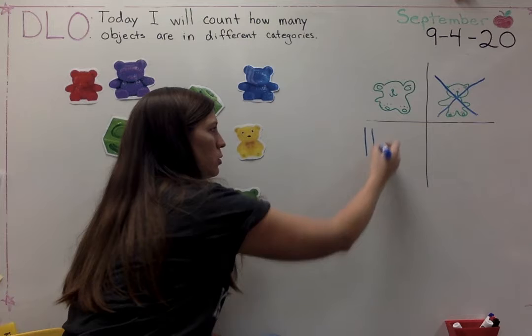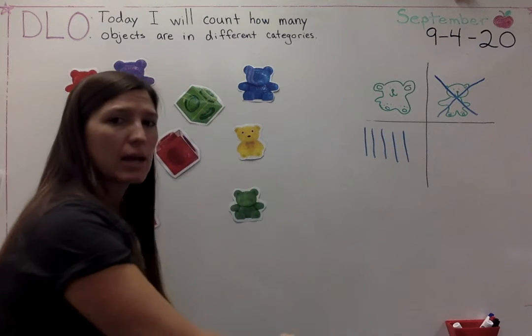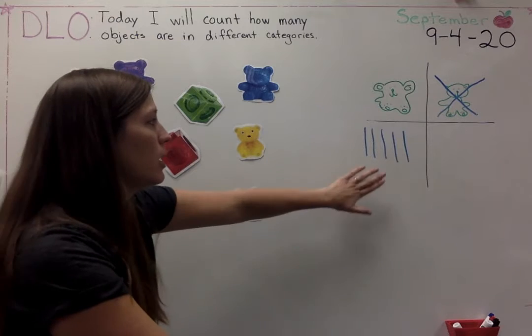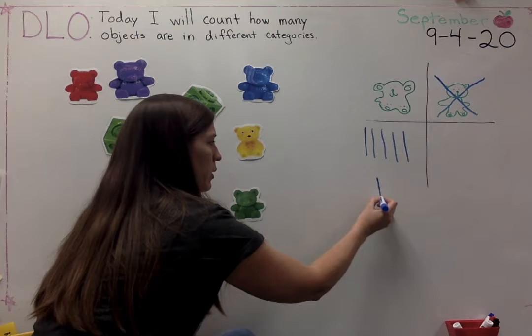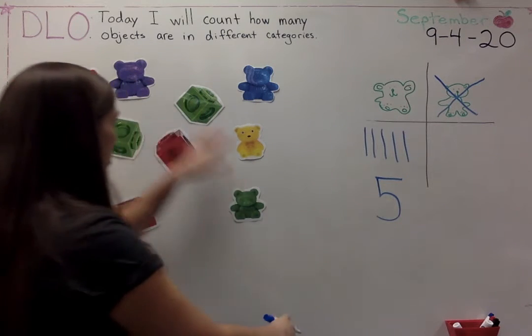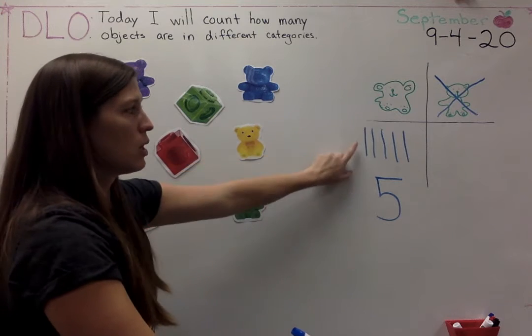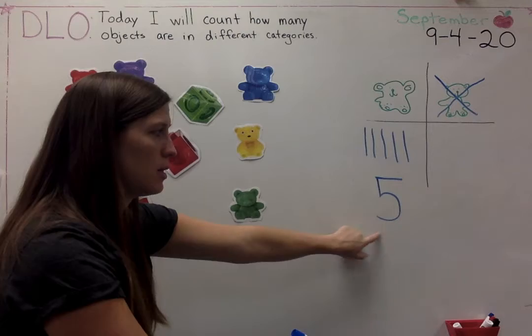1, 2, 3, 4, 5. Now I'm going to write the number. How do I write the number 5? Short neck, belly fat, Mr. 5 wears a hat. I have 5 that are bears. I drew 5 tally marks, and then I wrote the number 5.